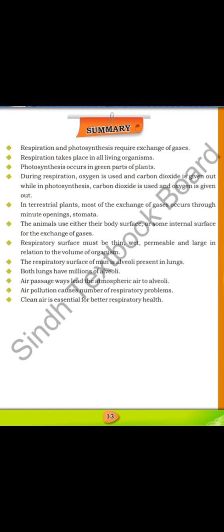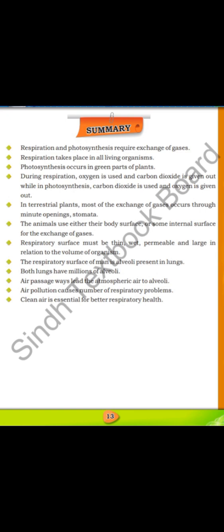Now our next point is in terrestrial plants, most of the exchange of gases occurs through minute openings, stomata. So dear students, I had told you that in plants gaseous exchange takes place through stomata. Now let's move ahead. Dear students, the animals use either their body surface or some internal surface for exchange of gases. So this is the process of gaseous exchange in animals.